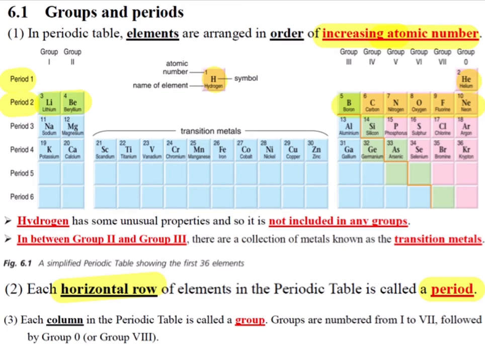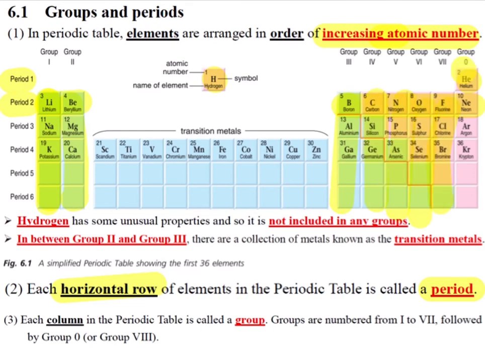So we have, for example, lithium, sodium, potassium, and then other elements. Because I don't want to include all the elements here to make it complicated, we just have chopped it here. So this is called group 1. This is the first group, and then we have another group. These are the vertical columns, so they are groups.